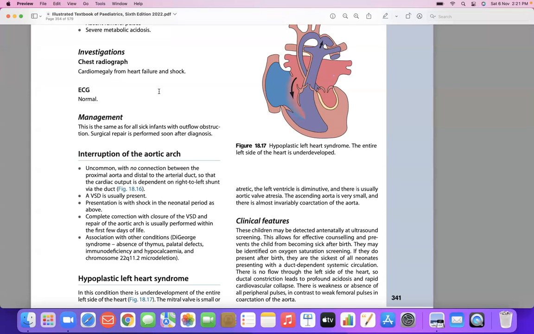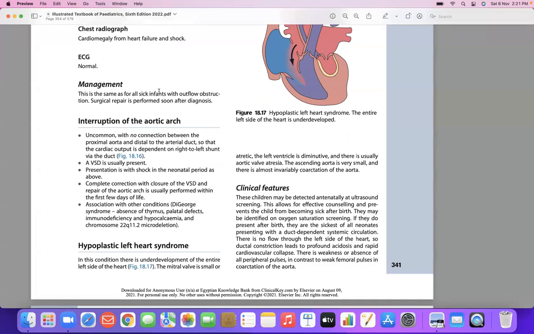So hypoplastic left heart syndrome is very common. We should know about it. In this condition, there is underdevelopment of the entire left side of the heart. Here you can see the entire left side is underdeveloped and the mitral valve is small, atretic, and the left ventricle is also small.